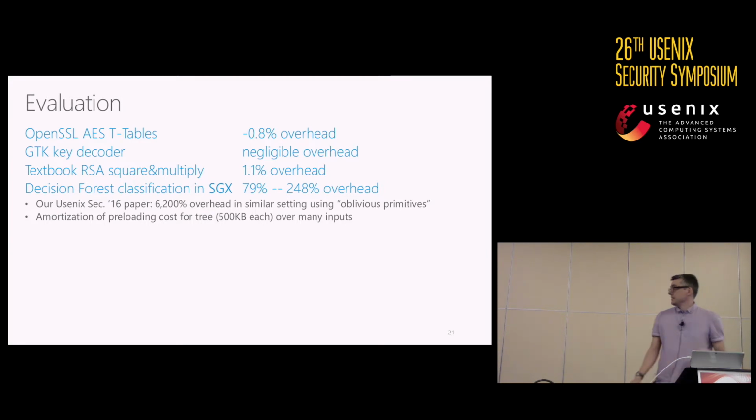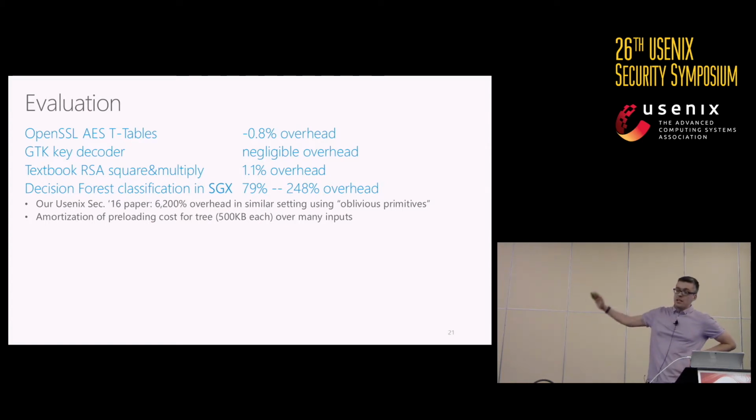We also did standard RSA square-and-multiply, not too interesting. And lastly, we protected a decision forest classification library in SGX. And there we had rather high overhead. The reason for that is that this algorithm has a large working set. So we have decision trees of like 500 kilobytes that need to be put into our read set. And the larger your working set, the higher the chances that your transaction aborts. And so you get some overhead from restarting and so on.